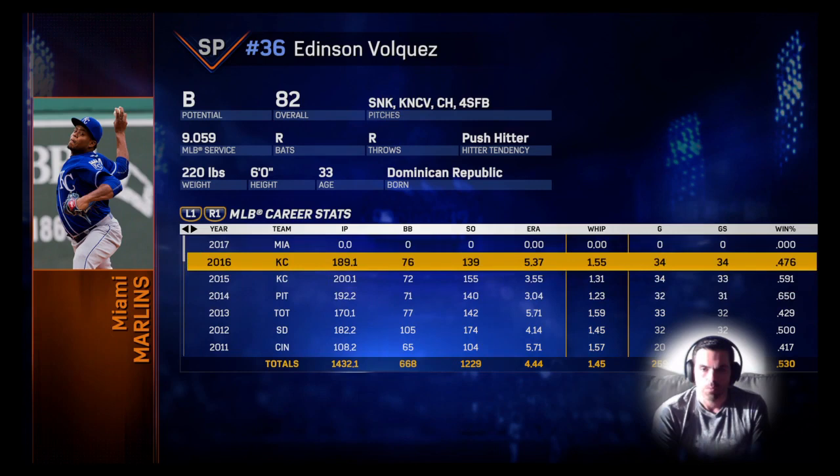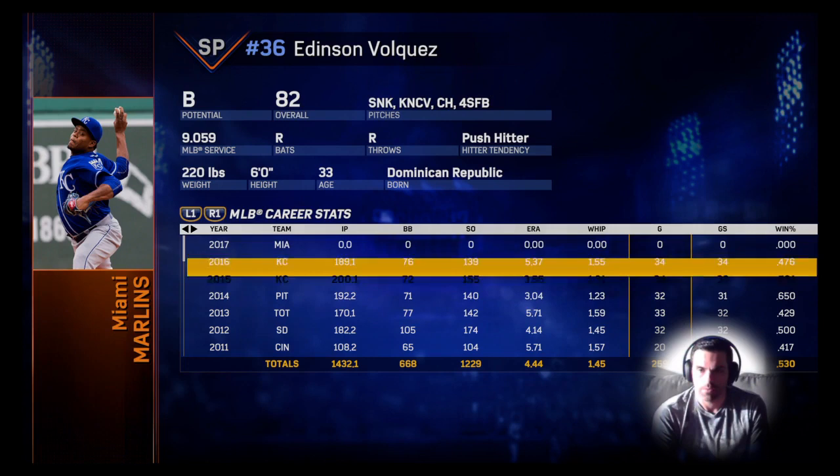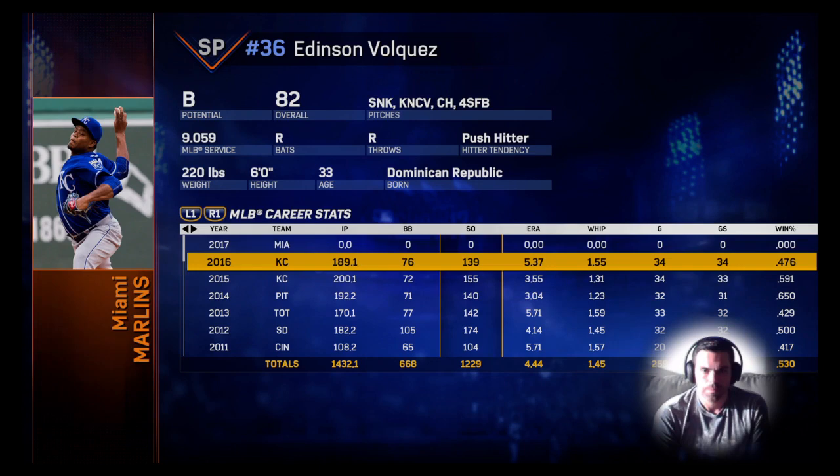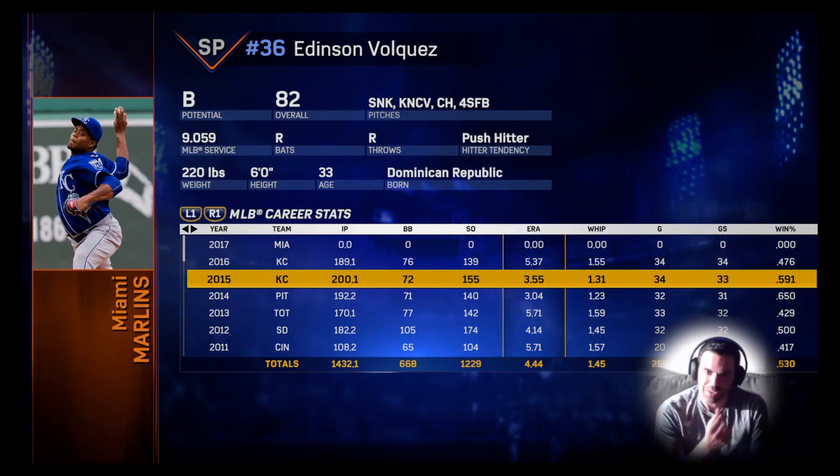But look at the WHIP, 1.8. He had a terrible year last year for the Royals, a really, really rough year. He started 34 games, which is a full slate of games. But let's take a look here at these two seasons and try to see what is going on. Why did he have such a different season?